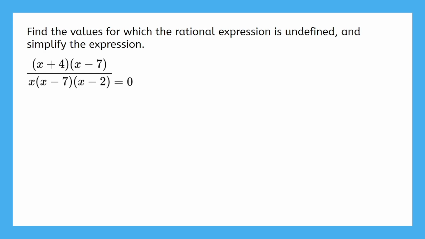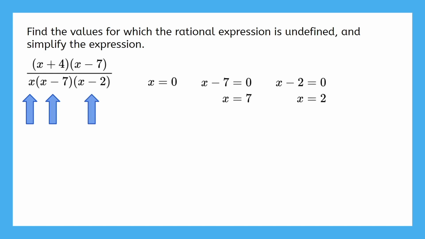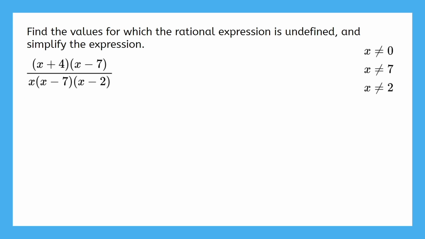So we look at the denominator and see that there are 3 factors all multiplying together. If any of these factors equals 0, that would make the expression undefined, because that alone would turn the denominator into 0. So if x equals 0, then this expression would be undefined, along with x equaling 7 and x equaling 2. So we'll make sure that it's clear that x cannot equal 0, 7, or 2.